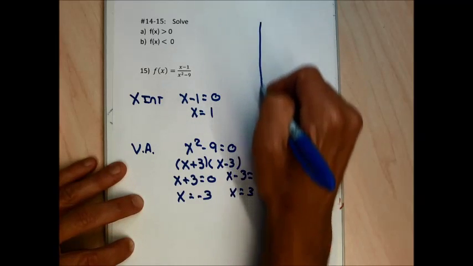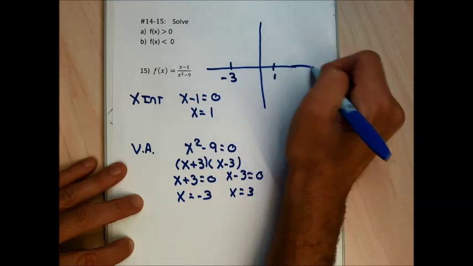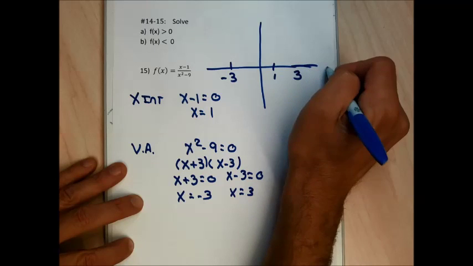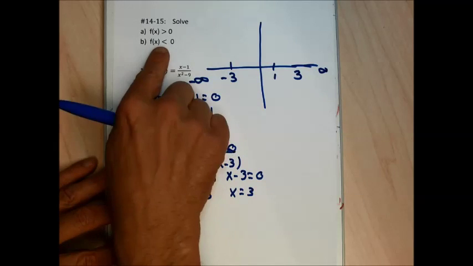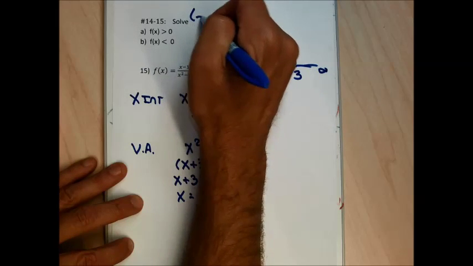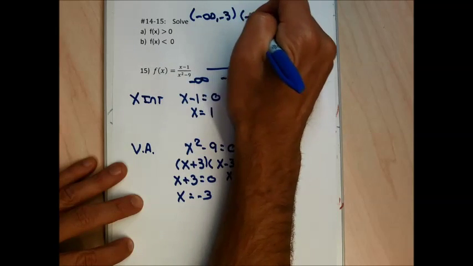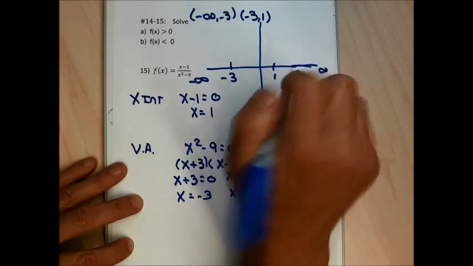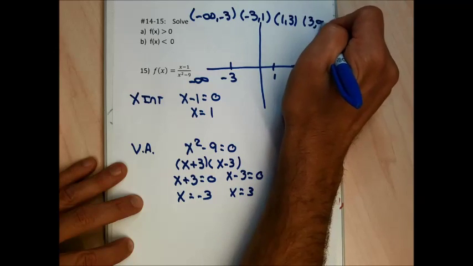So on my graph, I need to put negative 3, positive 1, positive 3. The infinities might be nice. Create intervals, all round brackets because there's nowhere equal to. So negative infinity to negative 3, negative 3 to positive 1, positive 1 to 3, positive 3 to infinity.